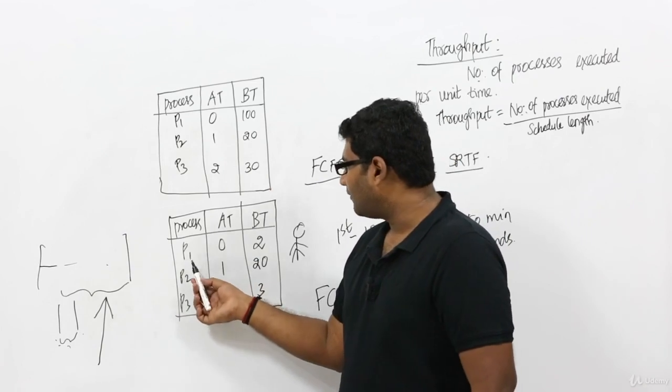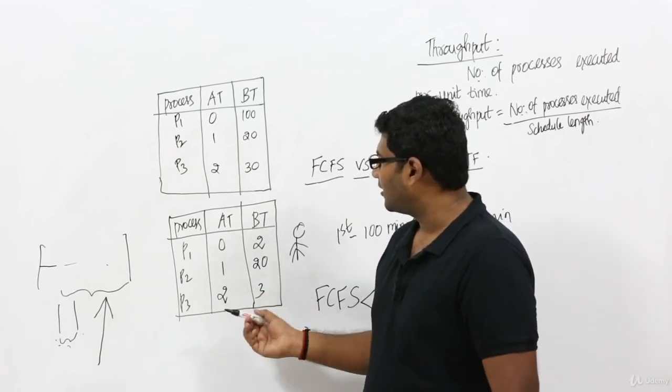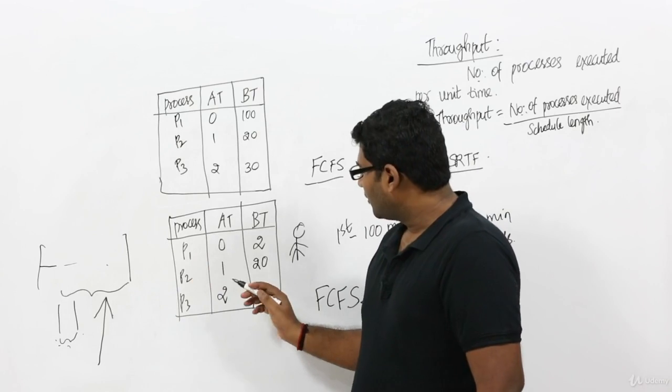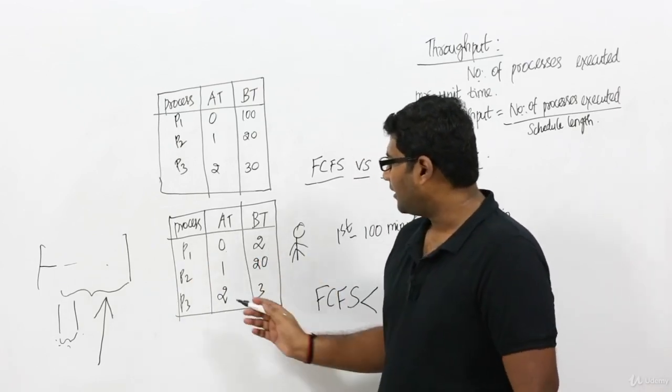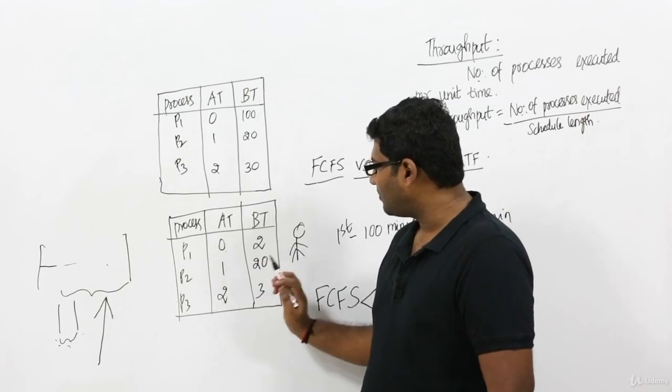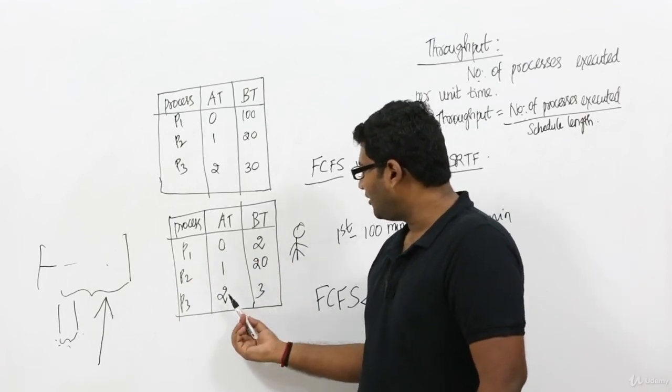In case you are using the FCFS scheduling algorithm, at time unit 0 only process P1 has arrived, so we will start with it and then we will complete it. Then we will continue with P2, then we will continue with P3. Now the throughput will be much lesser.